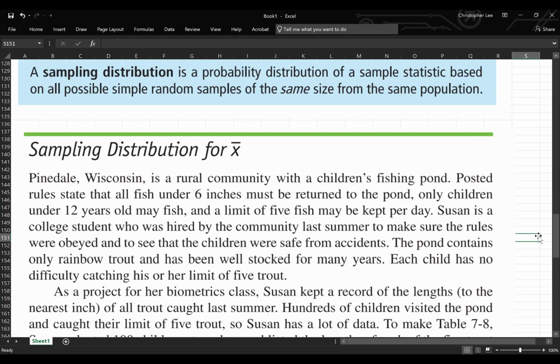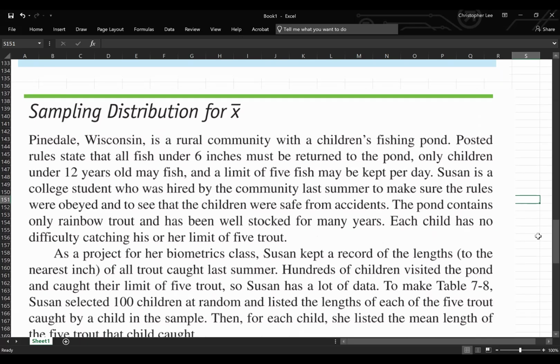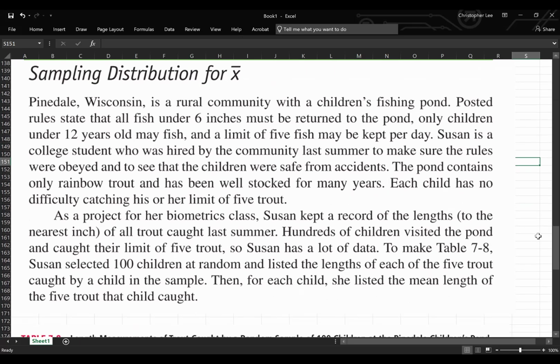All right. The pond contains only rainbow trout and has been well stocked for many years. Each child has no difficulty catching his or her limit of 5 trout. All right, because apparently all these children are master fishermen. So let's just jump into the lesson real quick. All right.